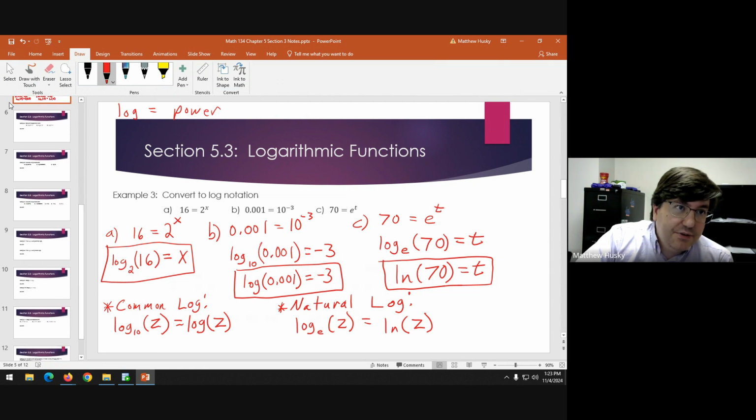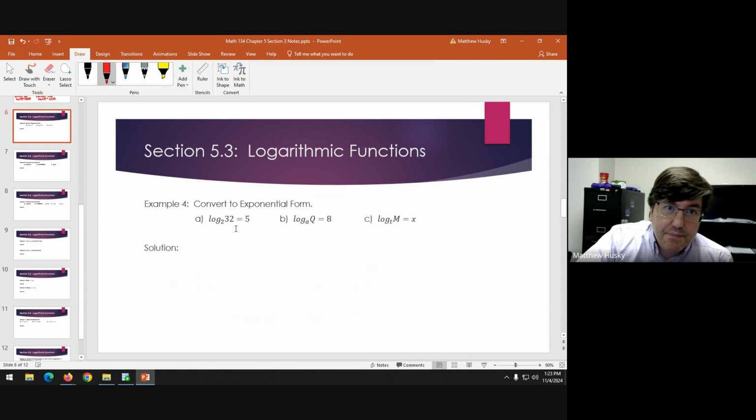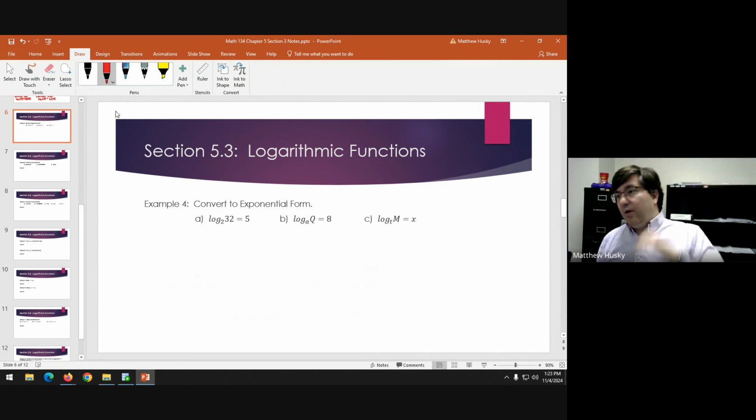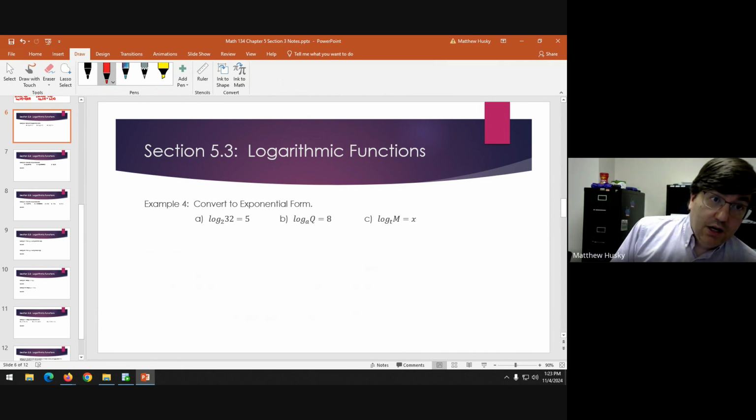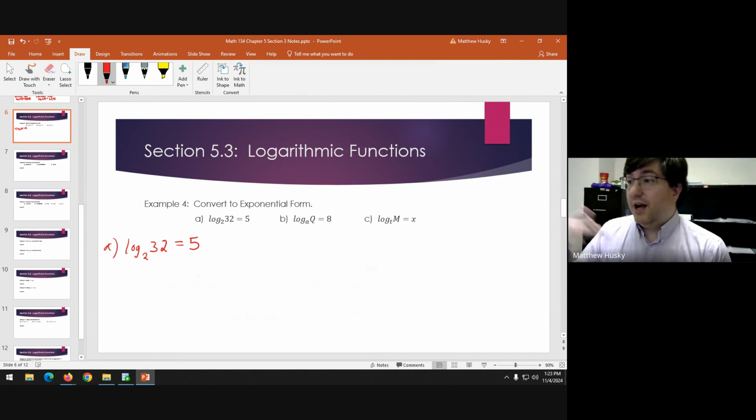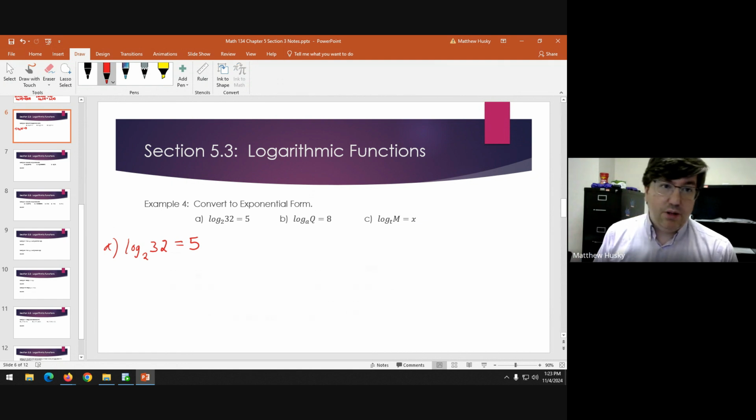All right, what else do we have going on here? Convert to exponential form. They give us log statements, and our goal is to change them over into exponential statements. For part A, if I have log base 2 of 32, and that is equal to 5, the log equals the exponent.